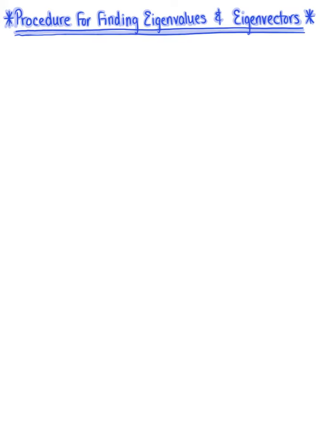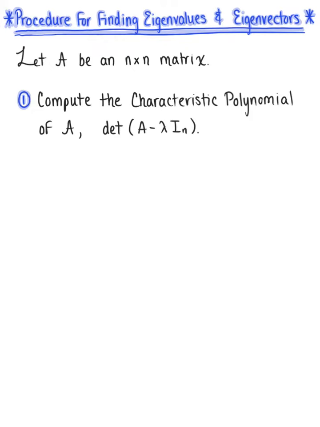Here we summarize the procedure for finding eigenvalues and eigenvectors of n by n matrices. So we want to let A be an n by n square matrix. Our first step is to compute the characteristic polynomial of matrix A. So we need to find the determinant of matrix A minus lambda times the n by n identity matrix.